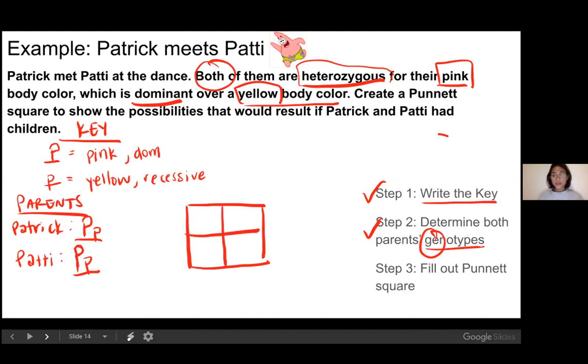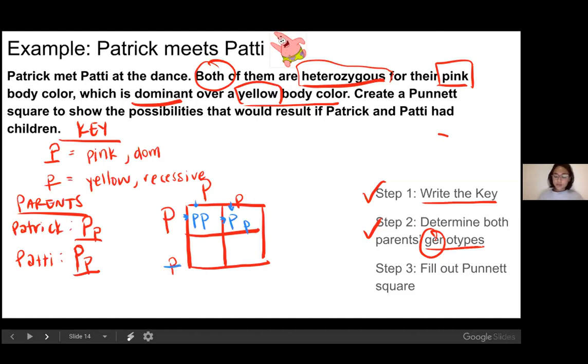And I'm going to write my parents' genotypes on the sides. So Patrick was big P and then little p. Patty was also big P and little p. And so I am finally going to fill this out. So I'm going to go like that. So that's big P and big P. And then I'm going to go like this. That's little p and big P. I always like to put my big letters in front.